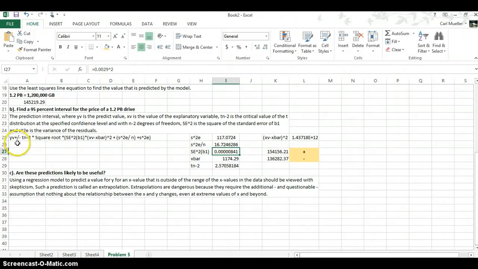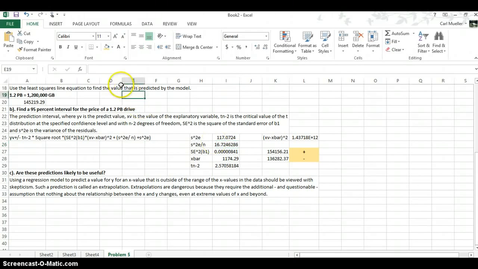So it's YV plus or minus the Tn minus 2 times the square root of your standard error squared times the XV minus X bar squared plus the S, the residual squared divided by N plus the residual squared. So it's a little bit complex in this format, but that's why I broke it out by each category this way, so that you can visually see how the formulas are there.